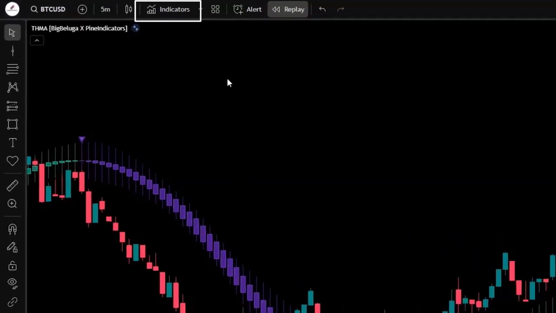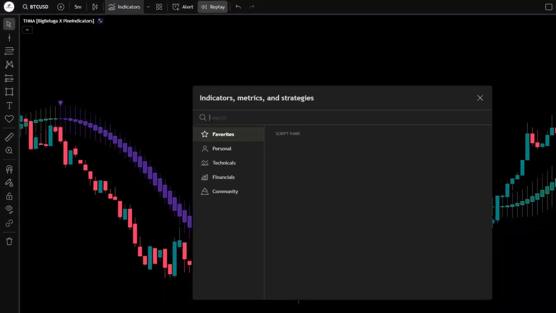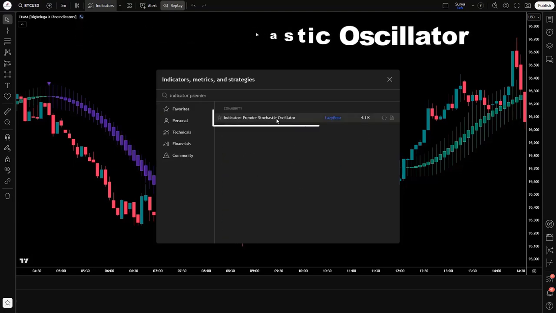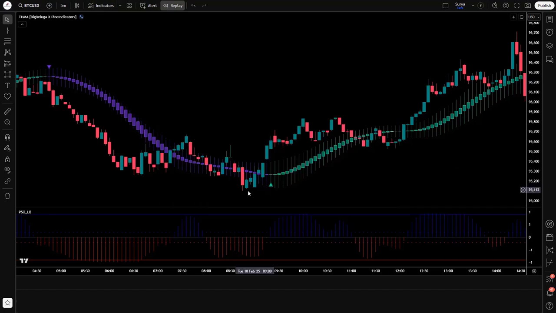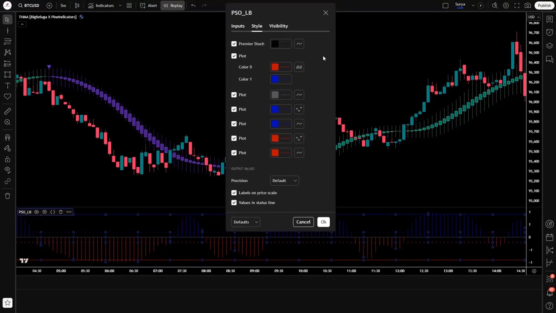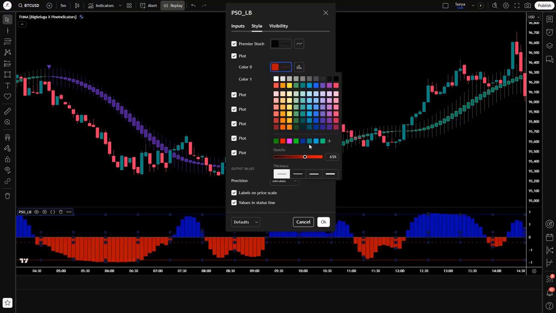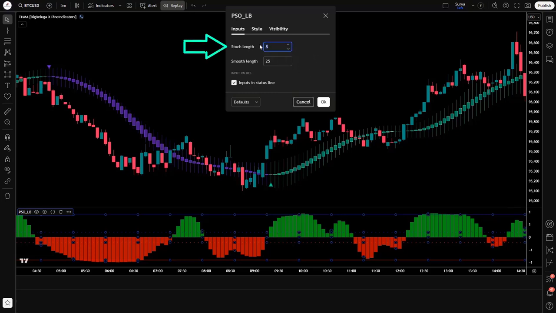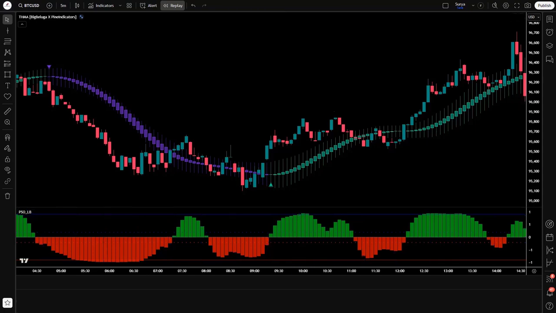Let's click on TradingView indicators. Search here. Premier stochastic oscillator. Add this indicator to the chart. Now click on the settings icon of the Premier Stochastic Oscillator indicator. Change some settings here. Tap on Inputs. Change 8 to 9 in stock length. Change 25 to 26 in smooth length. Click on OK. Now our setup is ready.